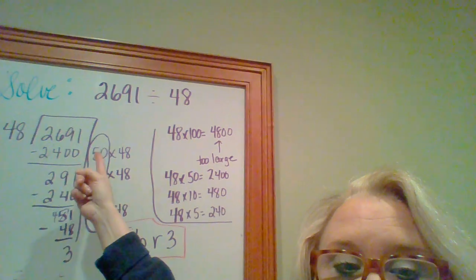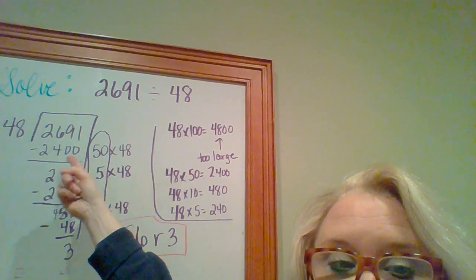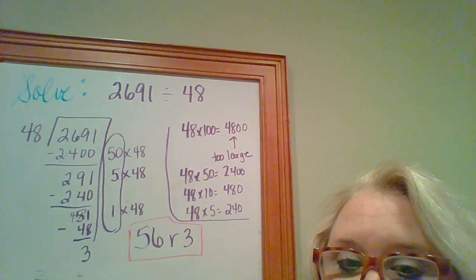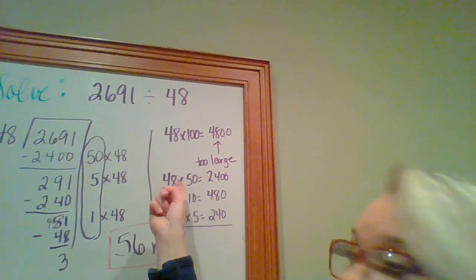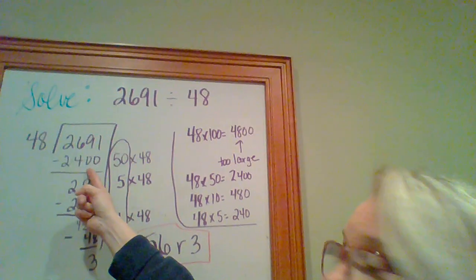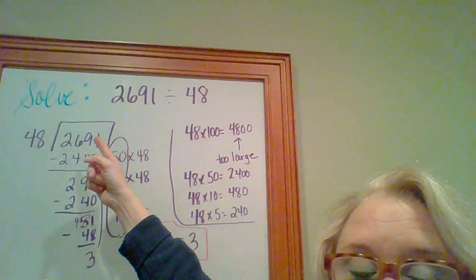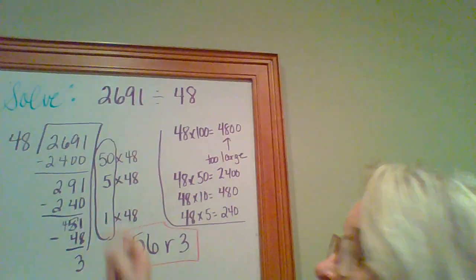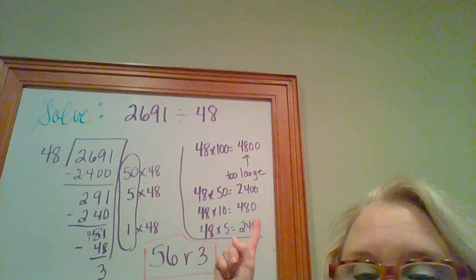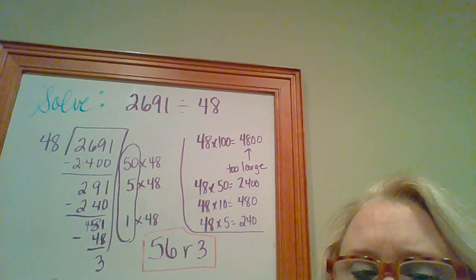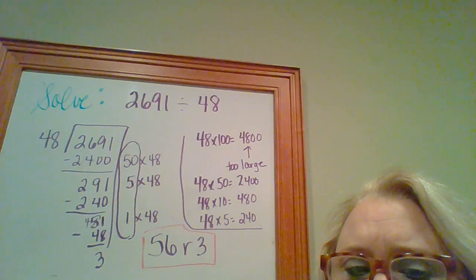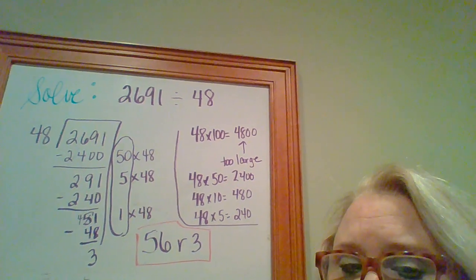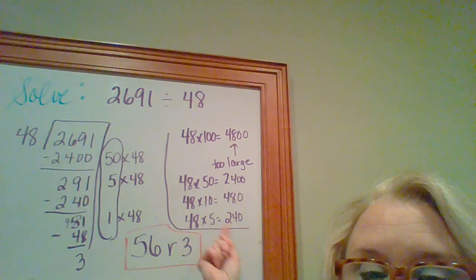As I started solving my problem, my first one will be 50 times 48 because I need to get my number as close to 2,691 as possible. So I did 48 times 50, which gave me 2,400. Now you need to subtract 2,400 from 2,691, which leaves you with 291. Go back to your multiplication tower and see, what number is closest to 291? How many groups of 48 can I get closest to 291? Well, I have 5.